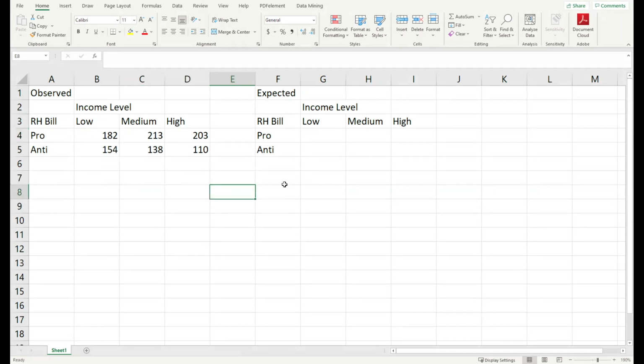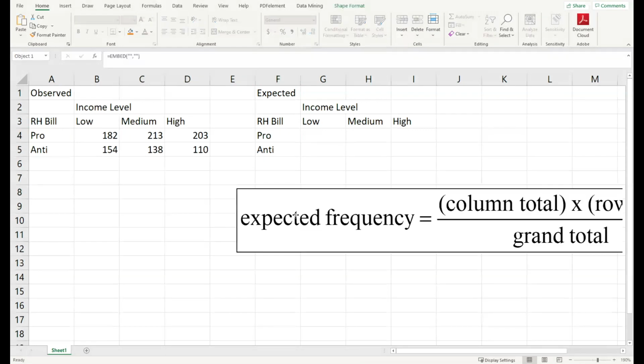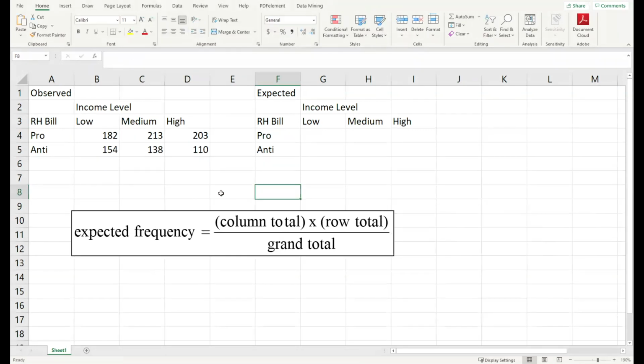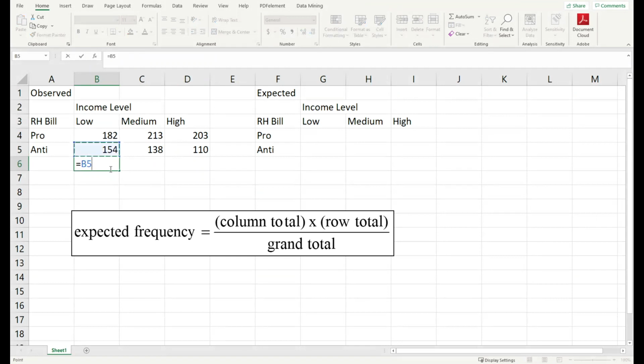So if you want to take that, what we can do is, okay, so that we can see. If we take this column total, first the column total, column total divided by grand total, that is the probability. So this equals the sum of this divided by the grand total, the sum of everything. That is the probability that you are low income.